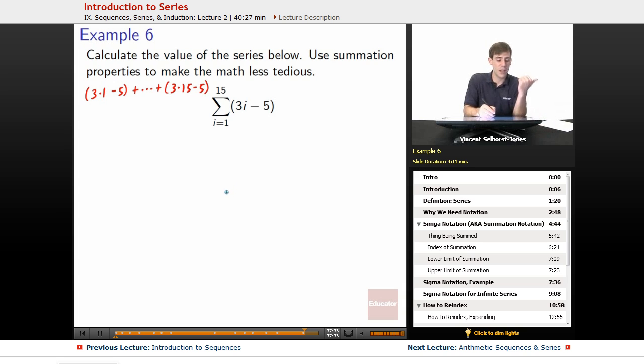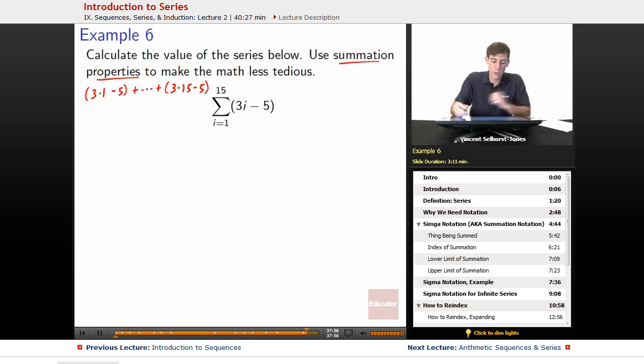Then we could calculate what is 3 times 1 minus 5, then what is 3 times 2 minus 5, then what's 3 times 3 minus 5. We can do this by hand or with the calculator, but that's kind of a pain, right? That's going to be a lot of writing and a lot of calculation. Luckily, there are some clever ways to use the summation properties that we learned earlier to make this not easy, but less tedious, so we have to do less writing.